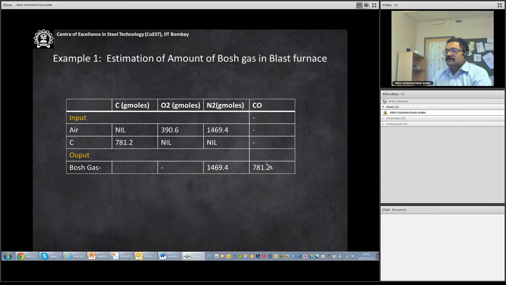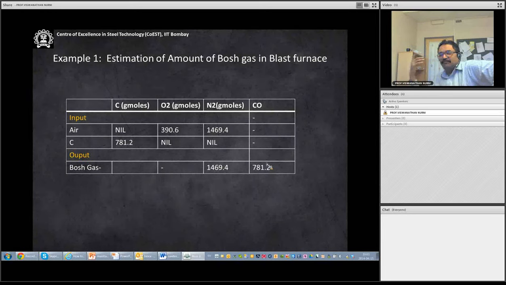So in the next module, I will continue this material balance with two examples, one from the blast furnace, the other from BOF. So for the time being, let me stop here.